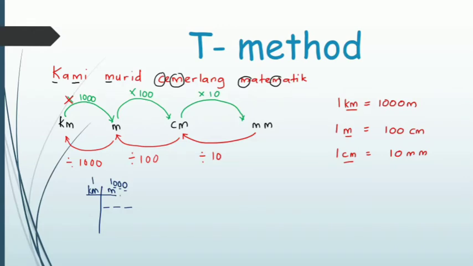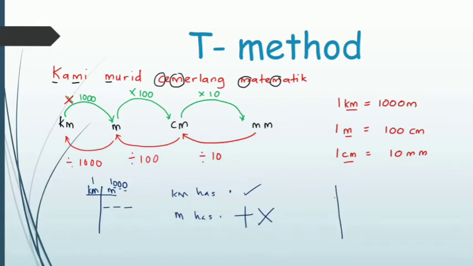Remember that if the kilometer unit has a decimal point, you still can use the T method. If the meter unit has a decimal point, we can't use the T method. Remember that. Now I'm going to teach you to make the T method for meter and centimeter.